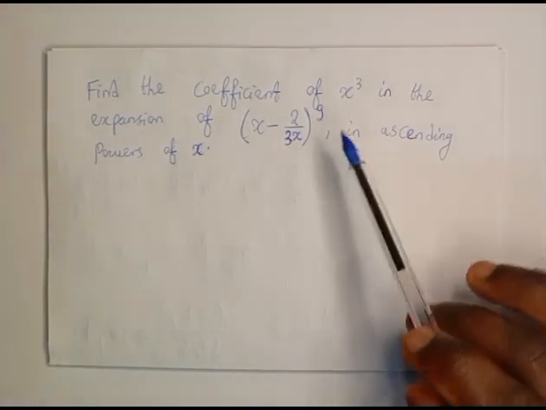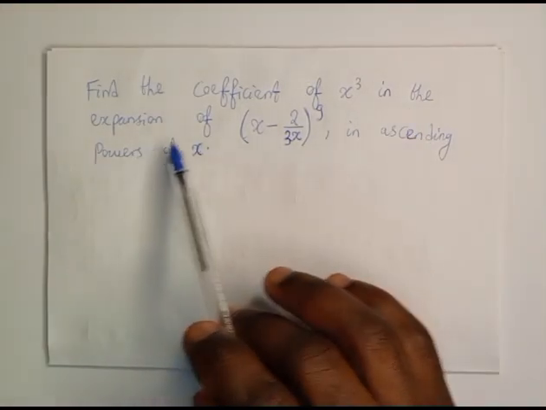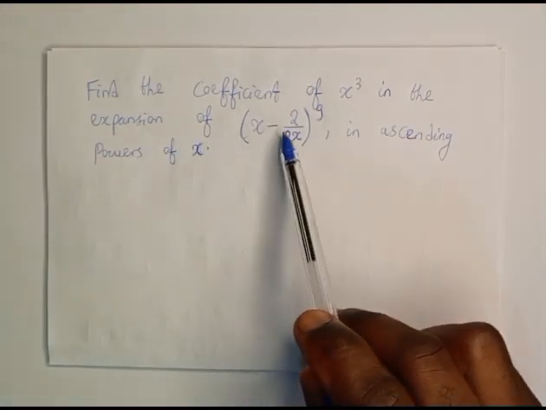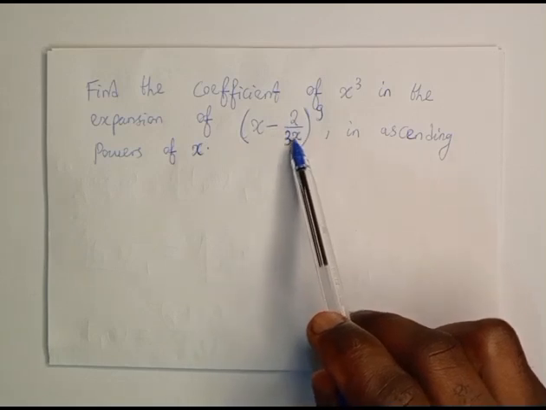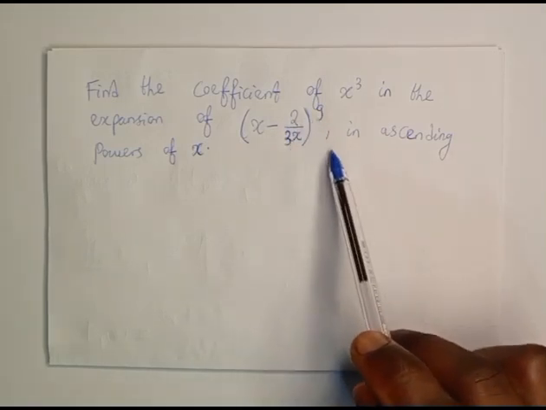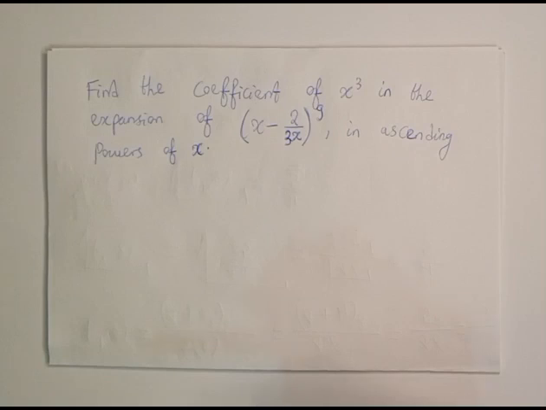Find the coefficient of x cubed in the expansion of (x minus 2 all over 3x) all raised to the power 9 in ascending powers of x. For us to get the coefficient of x in this expansion, we can get it in two ways.